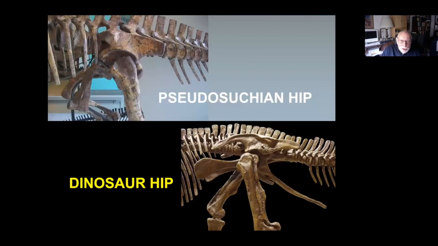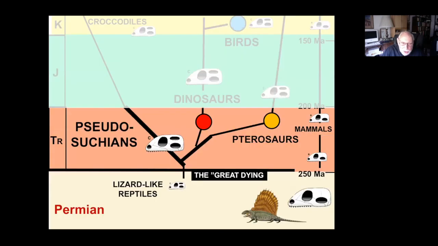And you can see that in these skeletons. The upper one is a pseudosuchian hip, and you can see how the leg bone joins the hip from the side, whereas in the dinosaur hip, the leg bone joins the hip from directly beneath. And that's a big distinction between the pseudosuchians and the dinosaurs.